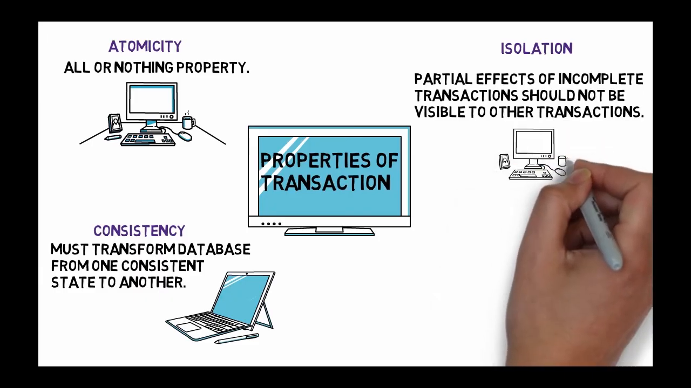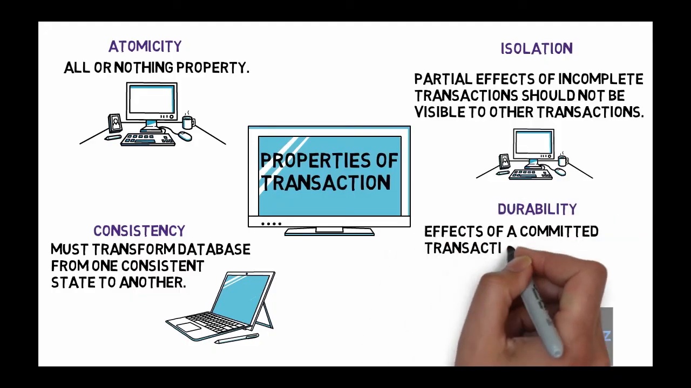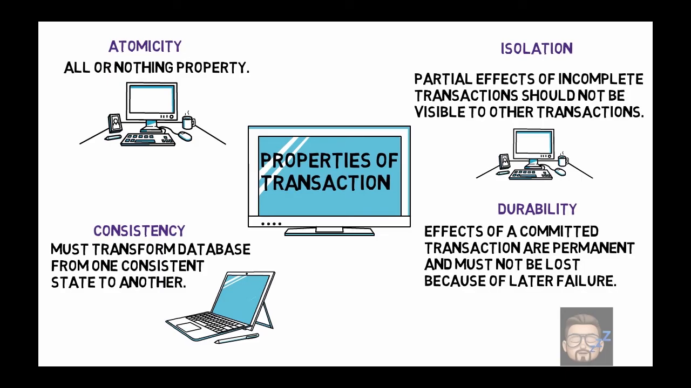I is for isolation. The partial effects of incomplete transactions should not be visible to other transactions. D is durability. Once data is committed in a database, it will not lose even if you have a system failure. Another property that we can add is S, serializability. We will take a look at this later in the next section.